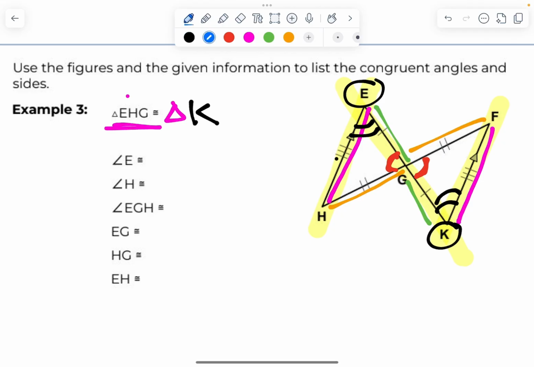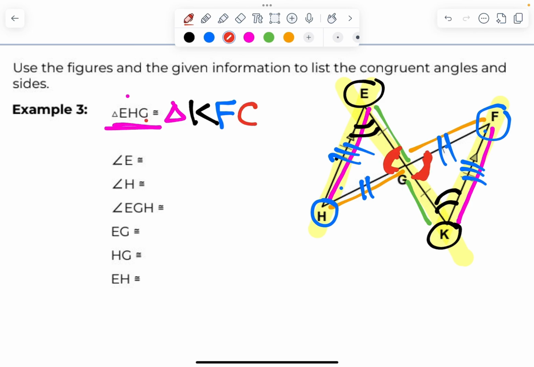H right here is between the 2 and the 3 marks. So the angle that we want on the other triangle is also between the 2 and the 3 marks. So that's going to be angle F. So H and F go together. And then the last one we see is G, and G over here matches the G over here. So G is still going to match G. Using those letters, you can do what we did above. You could also use the picture to help you.